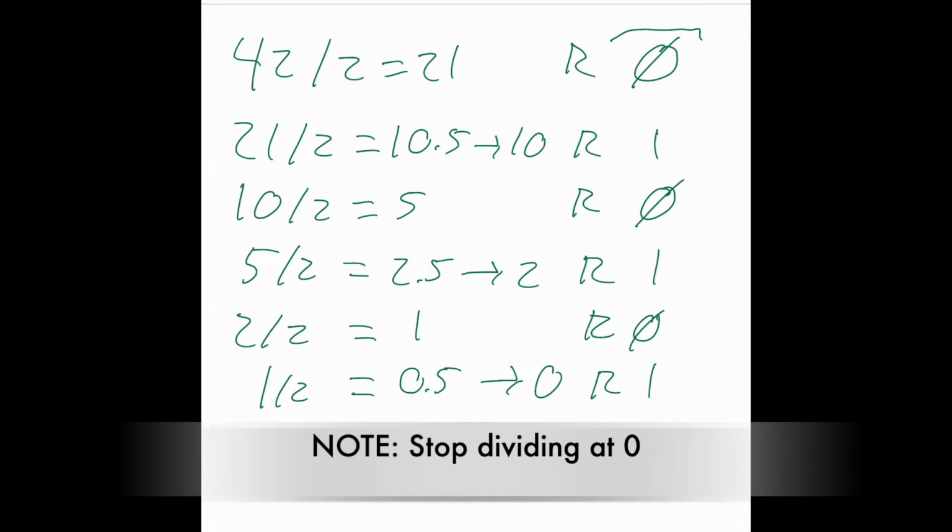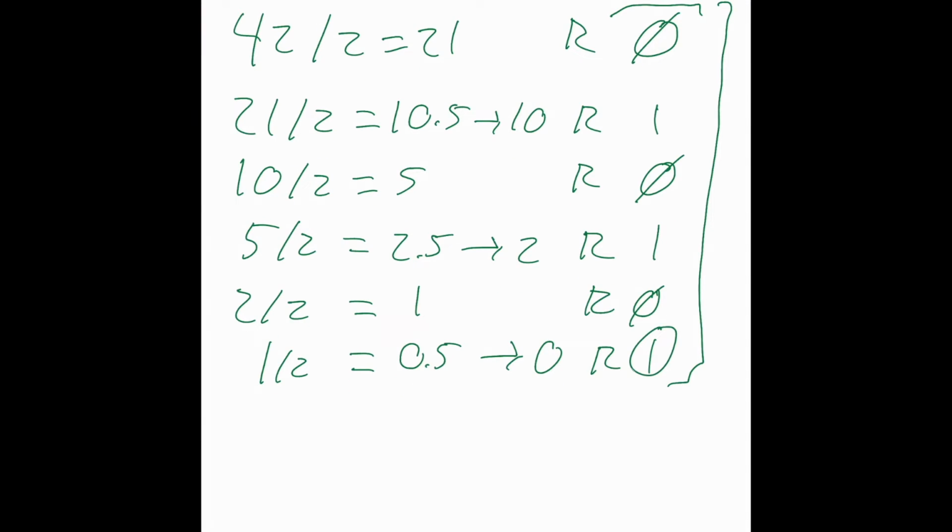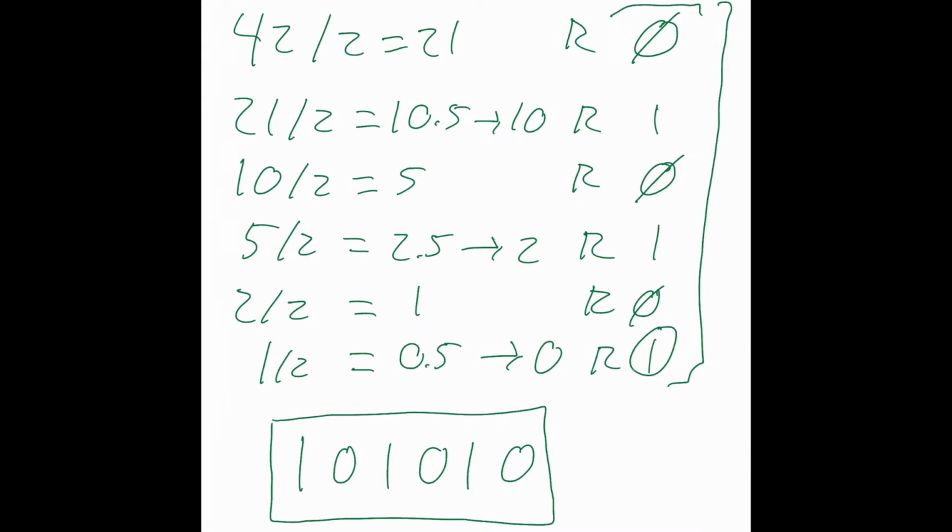Okay. Now, I said before that these numbers right here represent the bits that construct our binary number. So the bottom number here is our leftmost bit. So starting with 1, let's write it 1, 0, 1, 0, 1, 0. So this is 42 in binary.